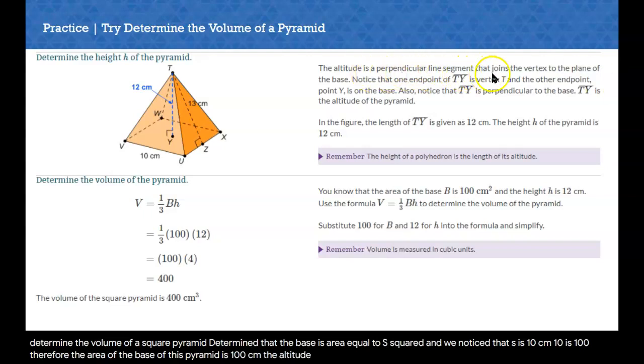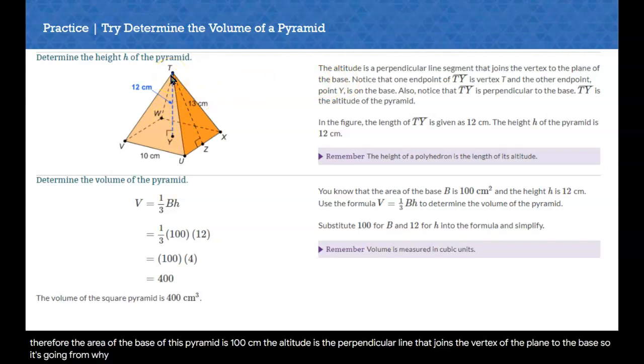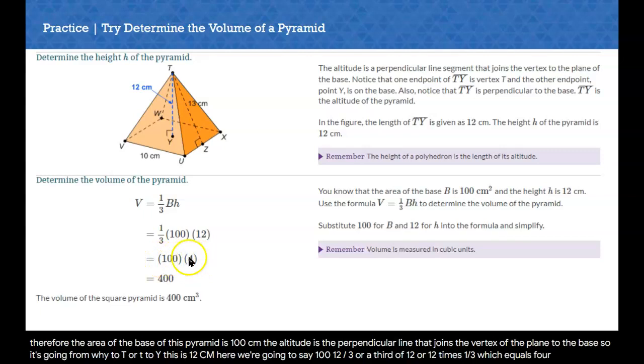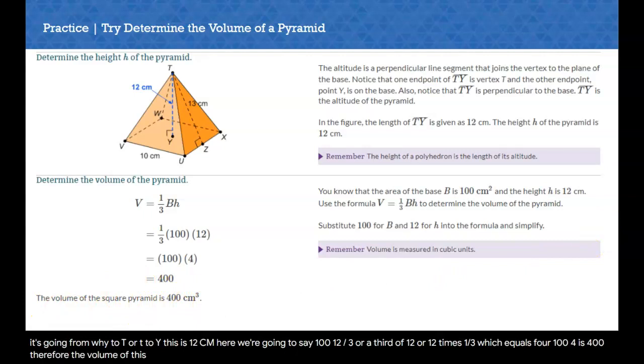The altitude is the perpendicular line that joins the vertex to the plane of the base. So it's going from Y to T or T to Y. This is 12 centimeters. Here we're going to say 100 times 12 divided by 3, or a third of 12, or 12 times 1/3, which equals 4. 100 times 4 is 400. Therefore, the volume of this pyramid is 400 centimeters cubed.